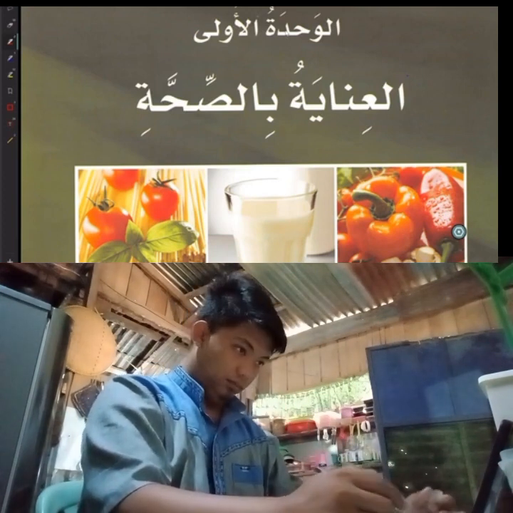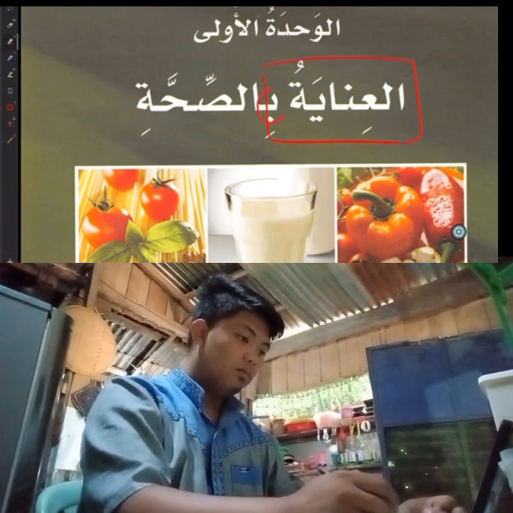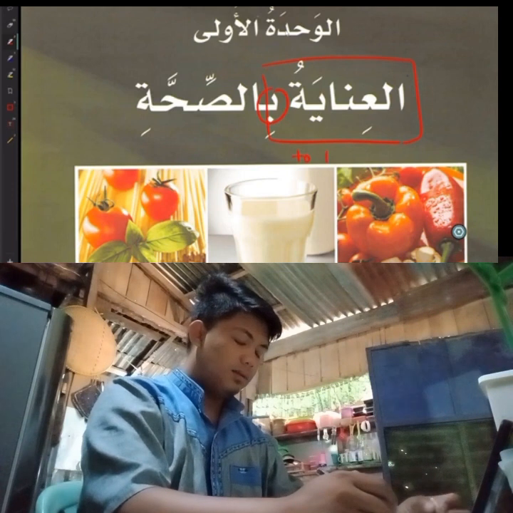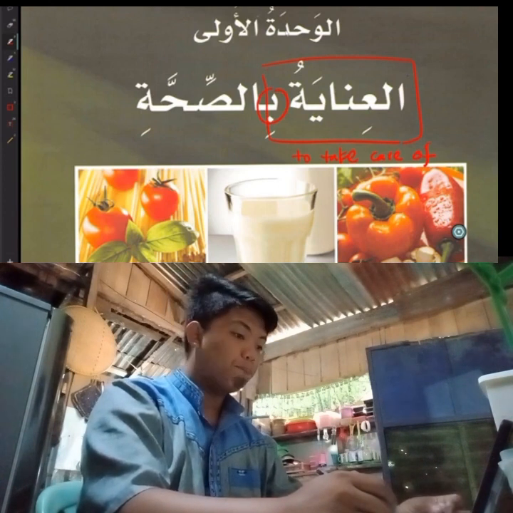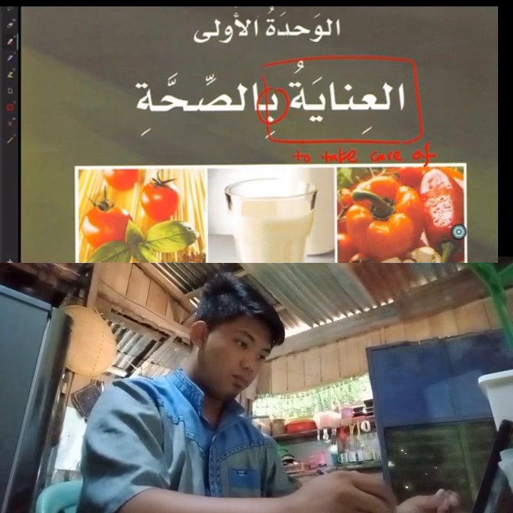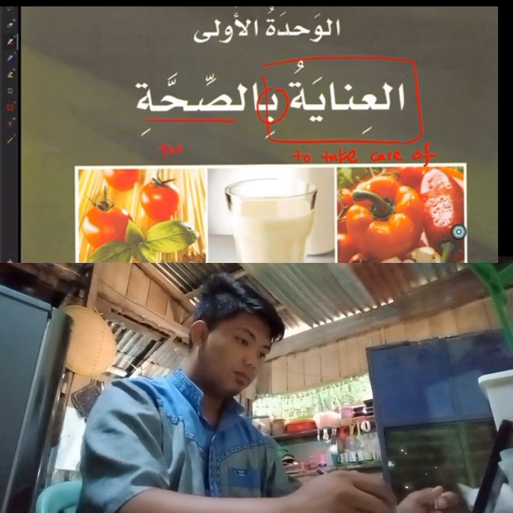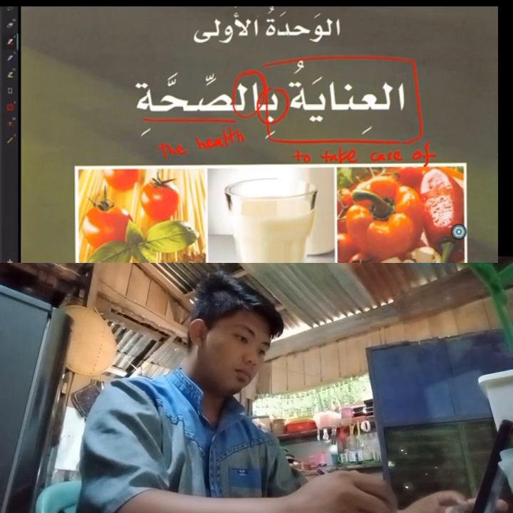So this part, العناية and the حرف الجر ب, it means to take care of. Okay, so you can think of the ب حرف الجر as meaning of. العناية is to take care. الصحة means health. Okay, the health. We're saying the because we have alif lam. So taking care of the health.